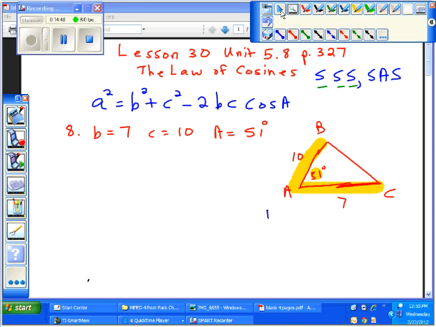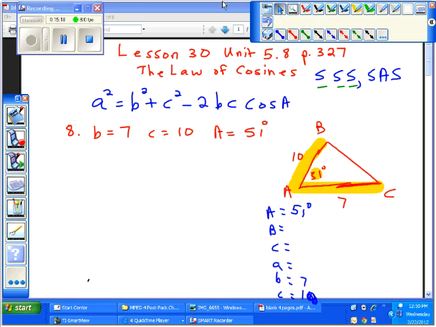So what we want to find is angle A, angle C, little a, little b, and little c. Now we already know that little b is 7 and little c is 10. We already know that angle A is 51 degrees. So what we need to find is little b, little c, little a.